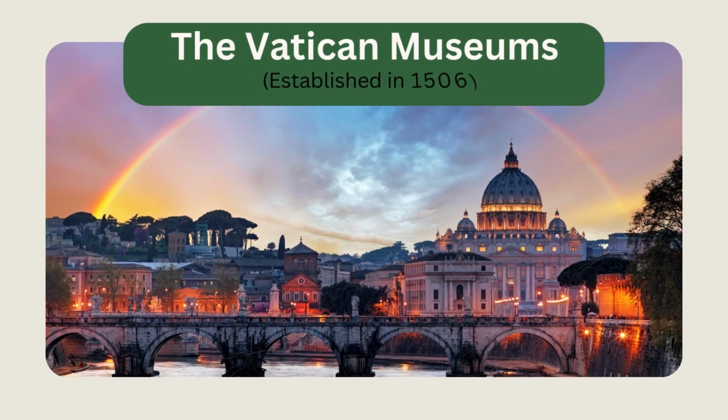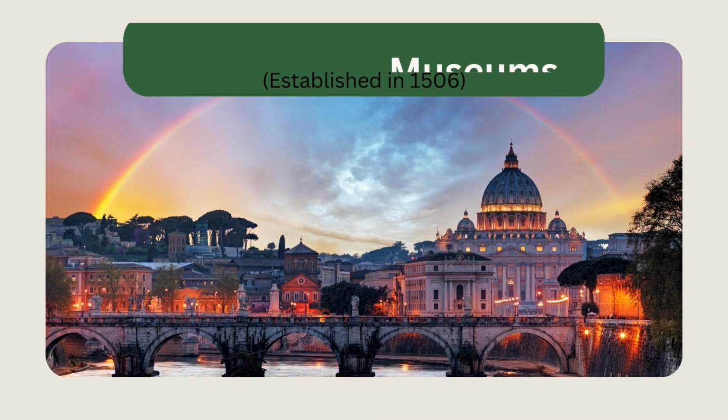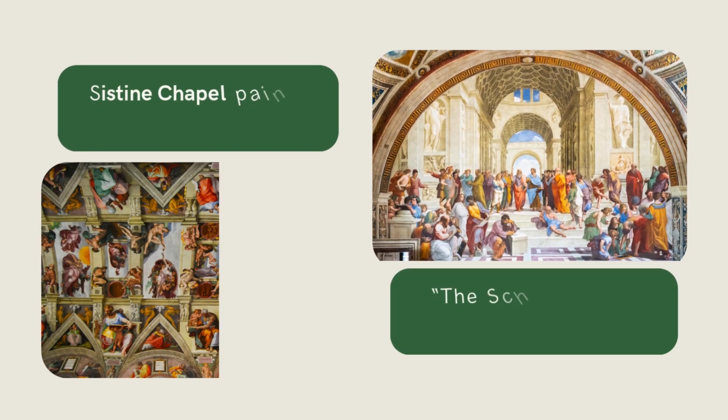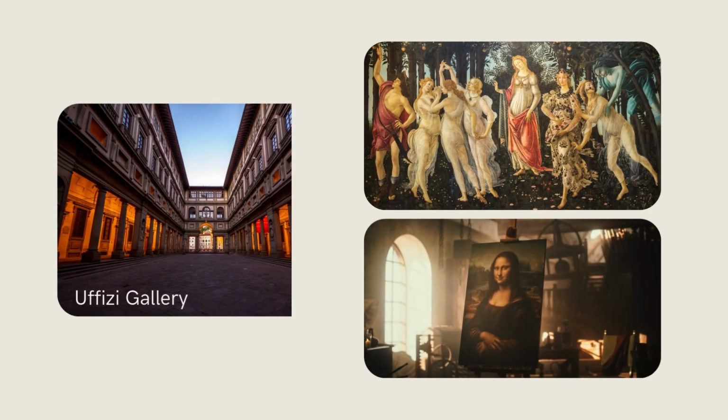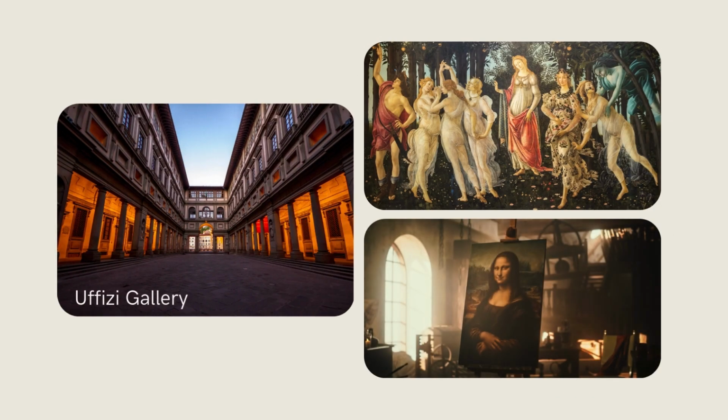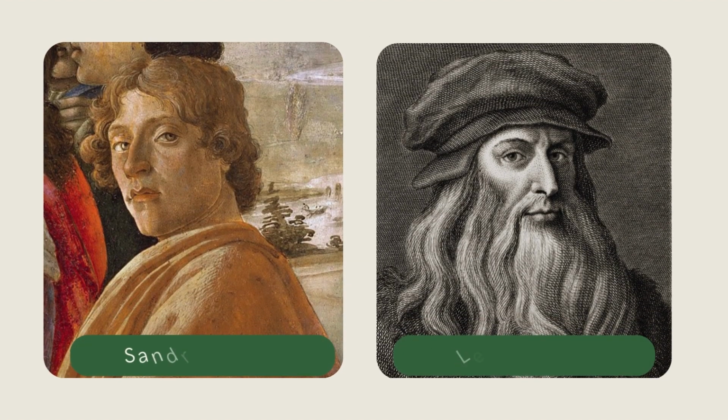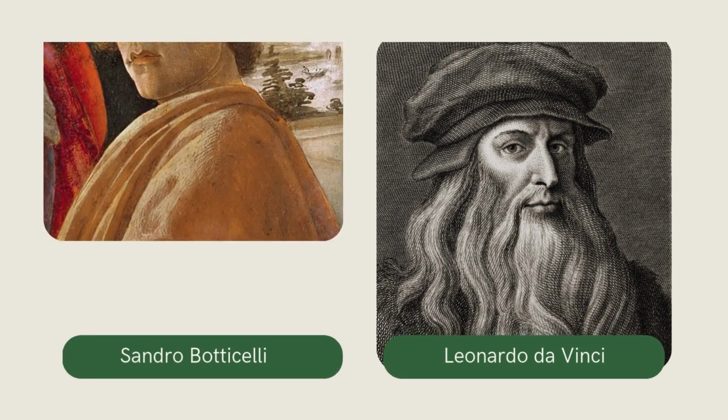The Vatican Museums, established in 1506, are home to a vast collection of art, including works by Michelangelo and Raphael. A notable highlight is the Sistine Chapel. And the Uffizi Gallery in Florence opened to the public in 1765, but its collection began in the 16th century. The Uffizi Gallery is known for its outstanding collections of Renaissance art, including works by Botticelli and Leonardo da Vinci.